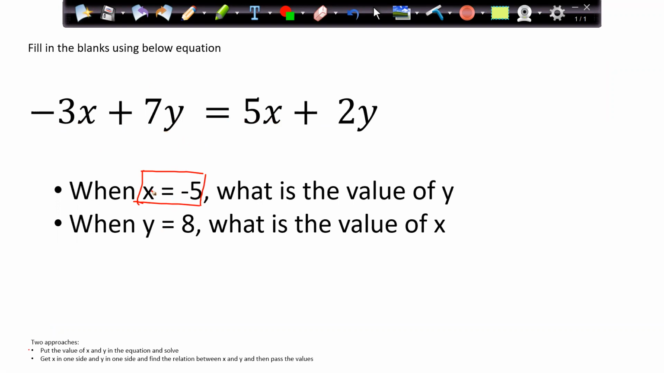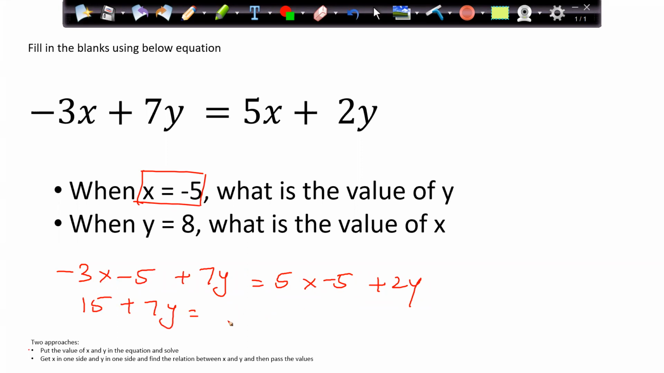With the first approach, let's say I'll put x equal to minus 5, so let me put it here. So minus 3 into minus 5 plus 7y is equal to 5 into minus 5 plus 2y. Minus 3 into minus 5 is 15 plus 7y equal to 5 into 5 is minus 25 plus 2y.